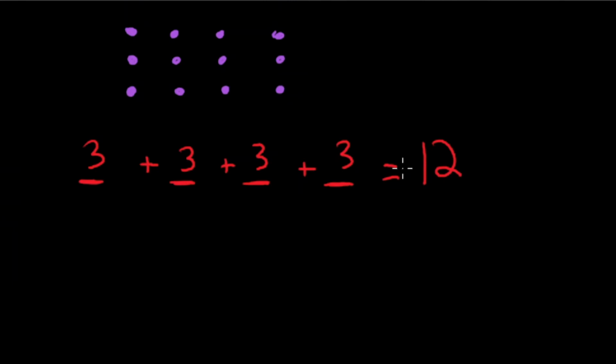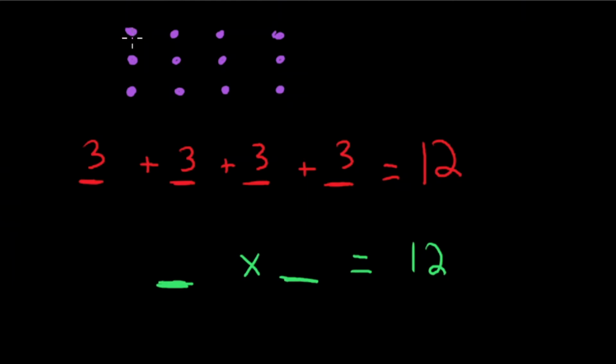So let's talk about multiplication here. I'm going to change to this green color. In multiplication, we're going to have two numbers that we're going to multiply together to get the answer of 12, because we have 12 dots in our array. Okay? So what I want you to do is look at how many groups there are.